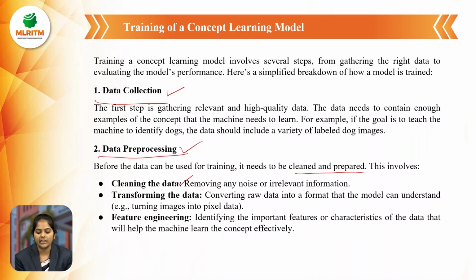First one, cleaning the data. Here we'll remove any noisy data or any irrelevant information that is in the system. And transforming the data, converting the raw data into a format that the model can understand. The raw data is collected in the data collection step, then we'll convert it into a format so that the model will recognize it. And next, feature engineering. So identifying the important features or characteristics of the data that will help the machine to learn the concept effectively.